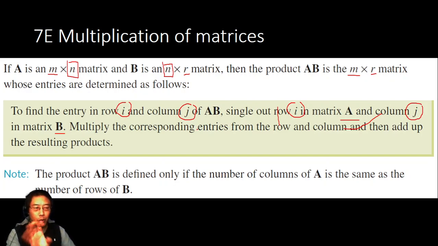We'll only do that with a 2 by 2 matrix, or kind of that size. As I mentioned before, the answer matrix has dimension m by r. That note is saying that the number of columns of A has to match the number of rows of B, which I had already mentioned.